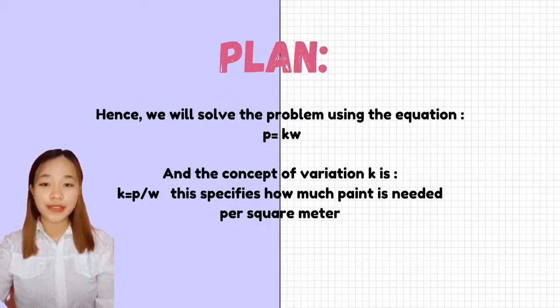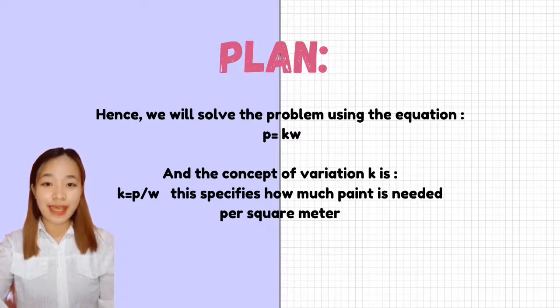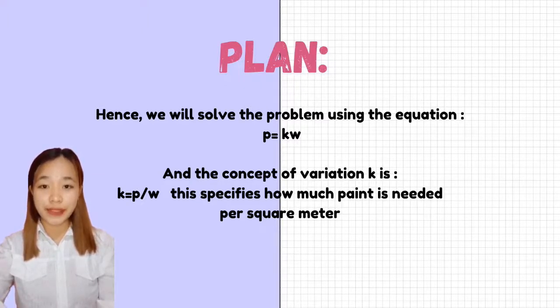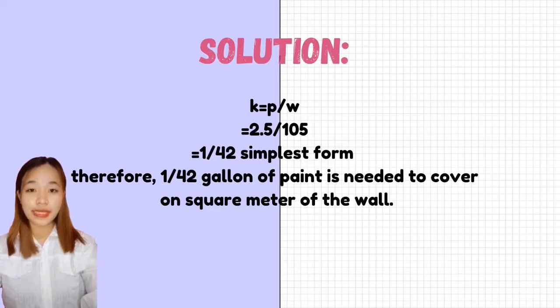After we gather all the important information, we now proceed to the plan. In the plan, we decide how we will solve the word problem. Hence, we have the equation P is equal to KW, in which, by the concept of variation, K is equal to P over W. This specifies how much paint is needed per square meter. After that, we will proceed to the solution.